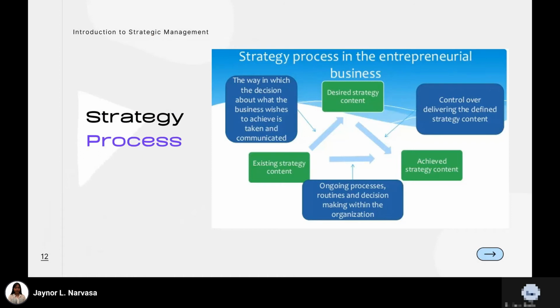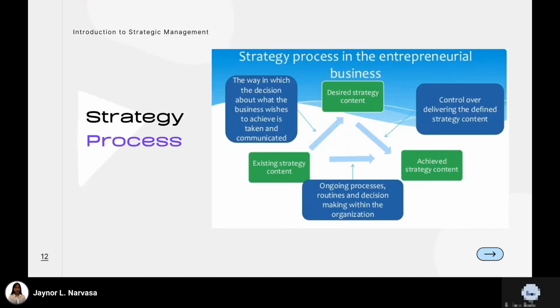Next, the link between the existing strategy and desired strategy shows the way in which the decision about what the business wishes to achieve is taken and communicated, mostly in the form of the entrepreneur's communication of their vision, the definition of a mission, the setting of objectives, and through informal discussion.